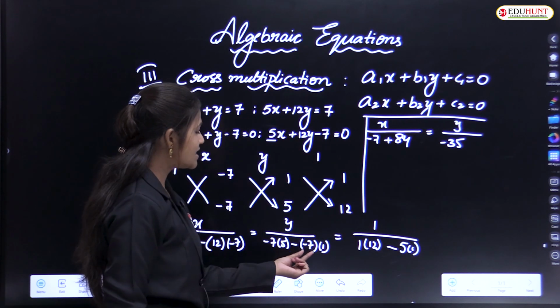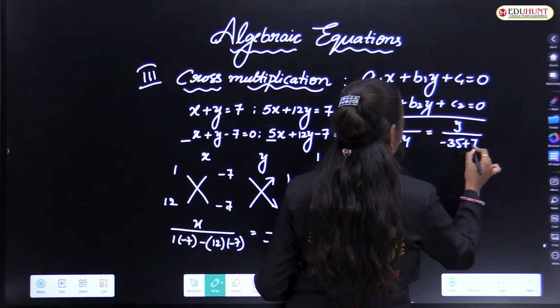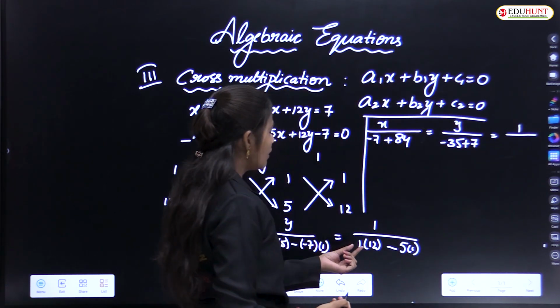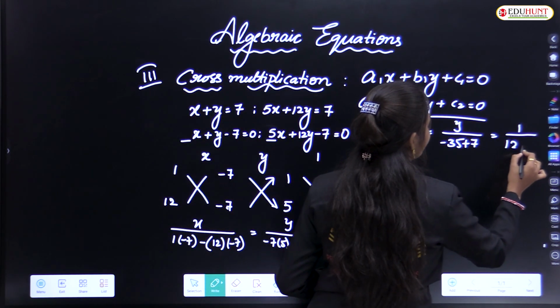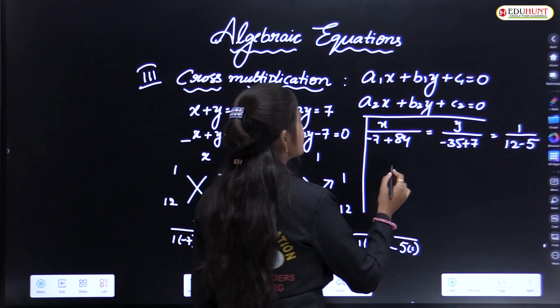Okay, and here minus into minus is equal to plus. 7 into 1 is equal to 7, so plus 7. Clear? So which is equal to the constant 10. 1 into 12 is equal to 12, minus 5 into 1 is equal to 5. Okay, now simplify this one.